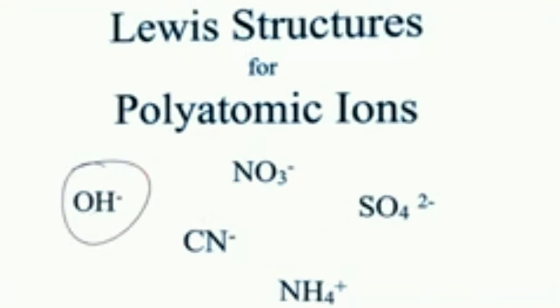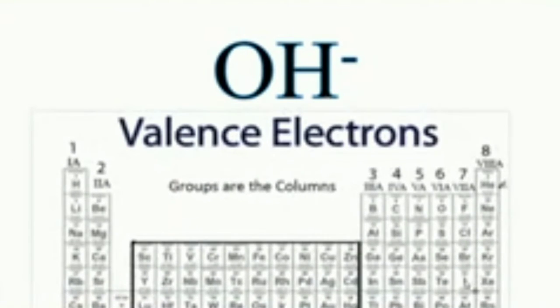The first thing we need to do for OH minus, the hydroxide ion, is count the number of electrons. So while doing the Lewis structure for polyatomic ions, we first count the number of electrons, and the periodic table can help us look up the number of electrons. So we're looking for oxygen, which is right here. It's in group 6A, sometimes called 16. It has 6 valence electrons.